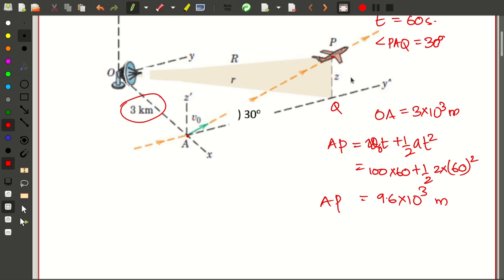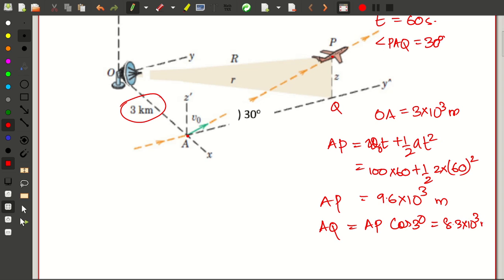Once you know AP, you can find AQ. AQ is simply AP cos 30 degrees, since this angle is 30 degrees. That value is equal to 8.3 into 10 raised to 3 meters. In a similar manner, you can calculate the distance PQ, which is equal to AP sin 30 degrees, which gives a value of 4.8 into 10 raised to 3 meters.